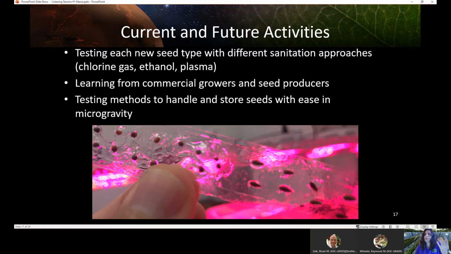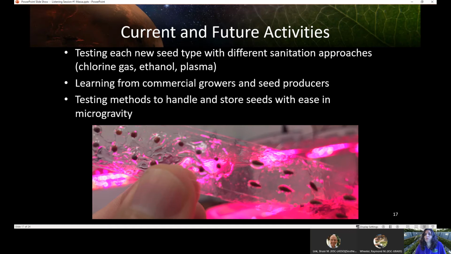And so currently we test each new seed type with different approaches to see what's the best way to sanitize seeds, whether it's chlorine gas, ethanol, other dry approaches. And we've actually started doing a big project on cold plasma to use as a seed sanitization method. Plasma agriculture is a really growing field, so we're exploring that. And we're learning from commercial growers, commercial greenhouse producers of leafy crops, tomatoes, et cetera. What do they do? And from seed producers, how do they take care of their seeds? How do they treat their seeds to keep from having, you know, outbreaks that are economically very devastating?